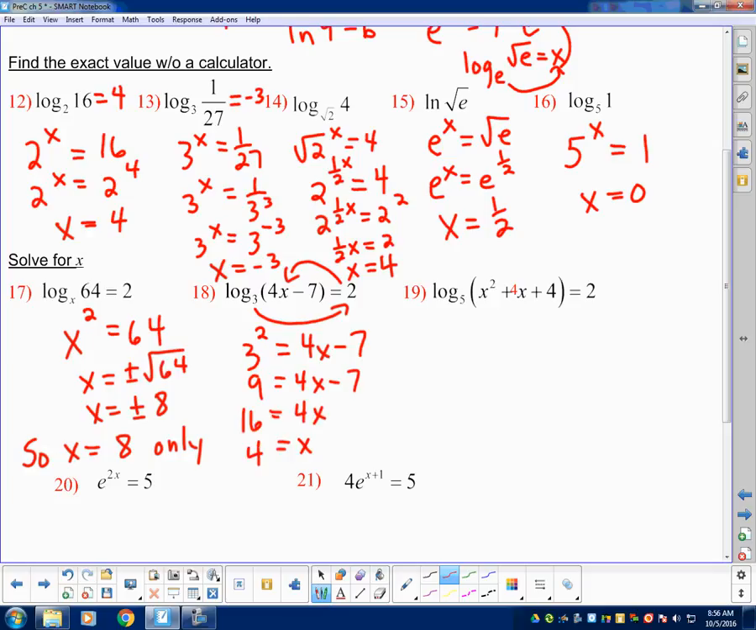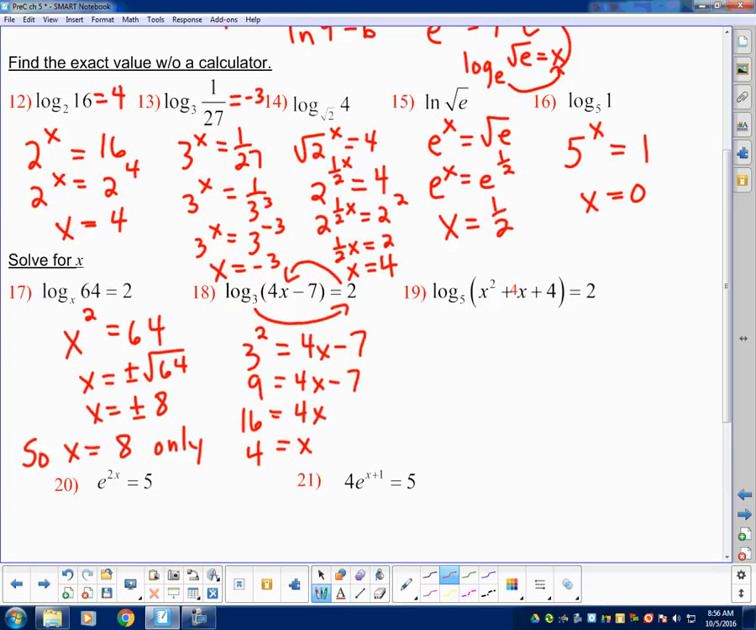X equals 4. And as we rewrite these, we really should check all of them. I failed to mention that, but we should check all of them for extraneous solutions. If I plug 4 in, am I okay? 4 times 4 is 16 minus 7.